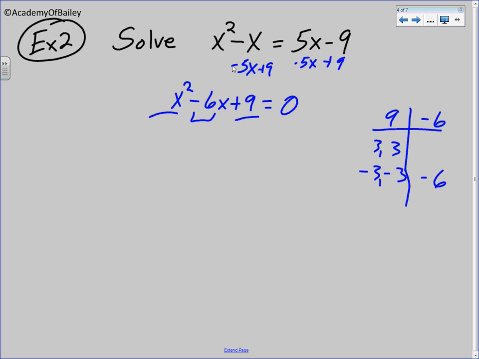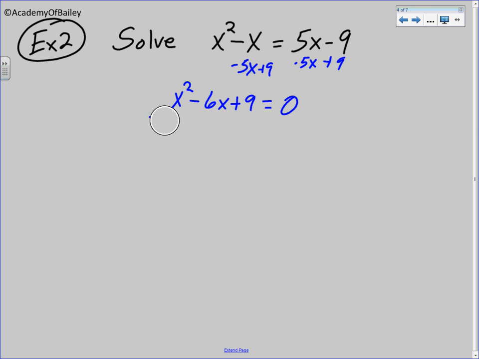Quadratic formula works all the time. This one was pretty easy if you factored it. Quadratic formula would have had some steps to it, which, I mean, it still would have been pretty easy. Let's go ahead and label this. A is equal to the number in front of x squared, 1. B is equal to the number in front of x, which is negative 6. And C is equal to the number without a variable, 9.